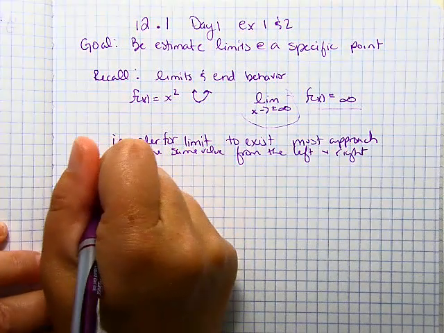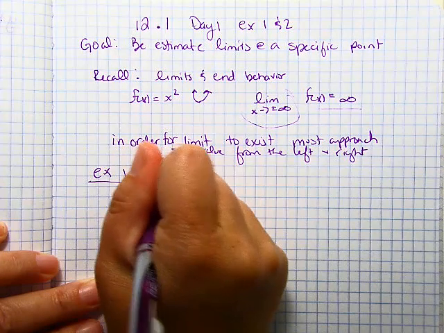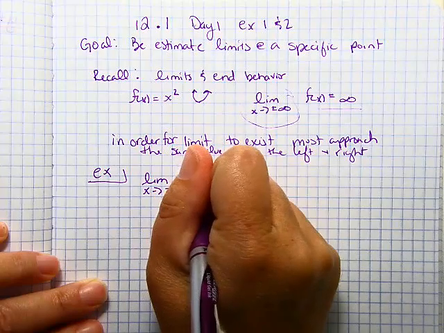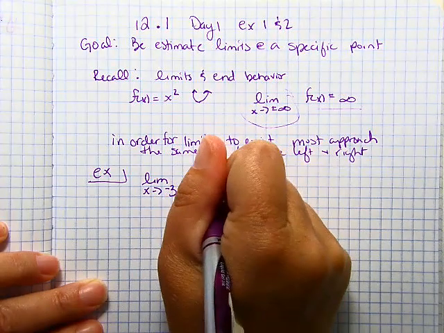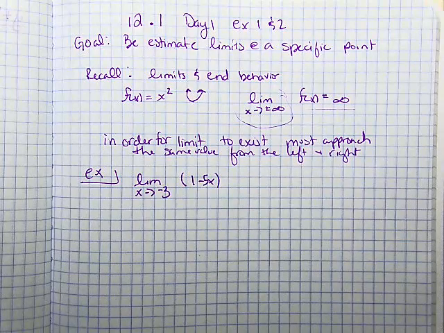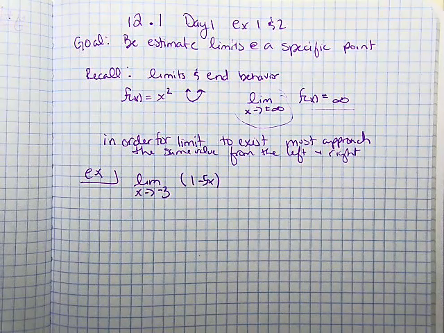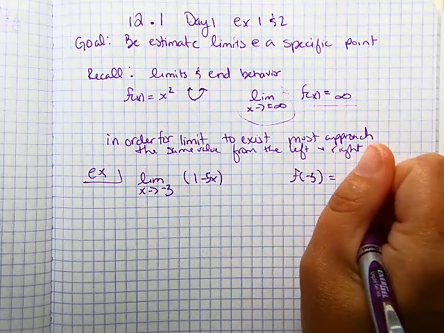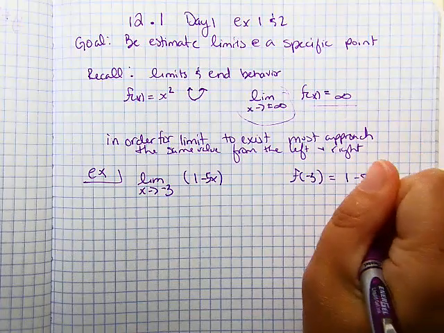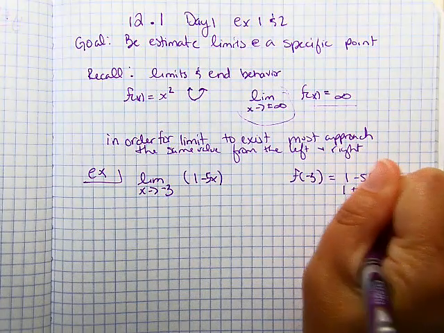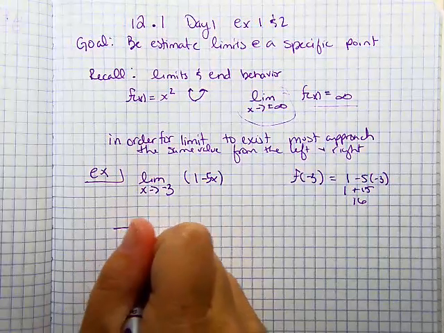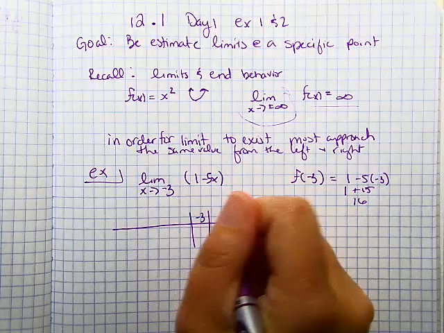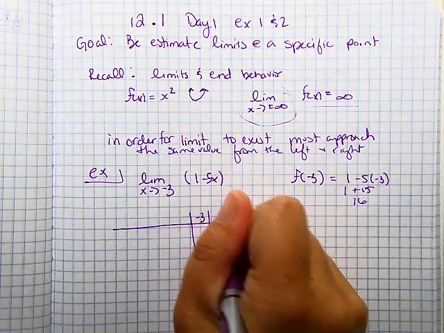So here we go. Example: we want to find the limit as x approaches negative 3 of the equation 1 minus 5x. If you will recall, what we do is we first find f of negative 3. We plug that in, 1 minus 5 times negative 3. That's 1 plus 15, so it's 16. And then we make a table of values. We plug negative 3 in the middle.